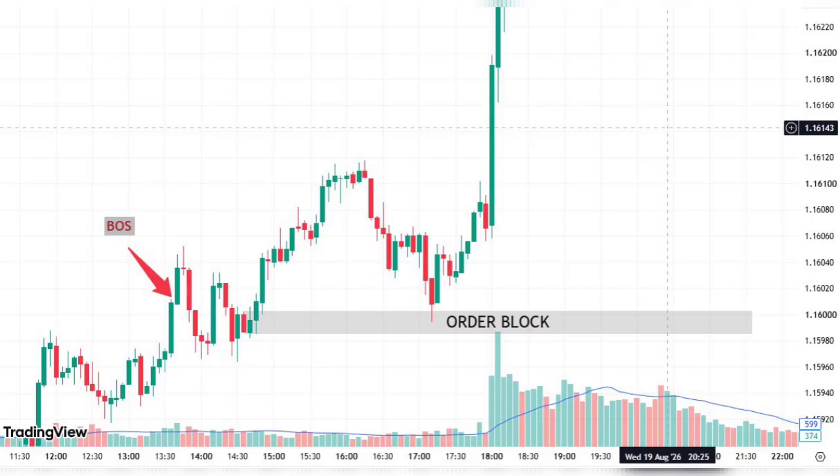Step 2. Price breaks structure to the upside. We get our BOS or CHOCH confirmation. Step 3. I mark the last down candle before the big up move. That's my bullish order block.